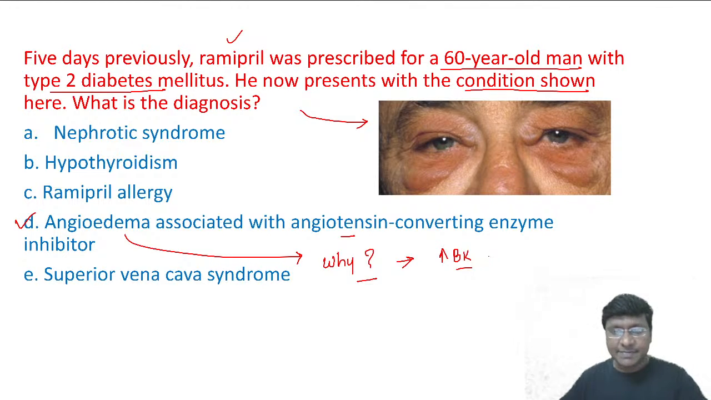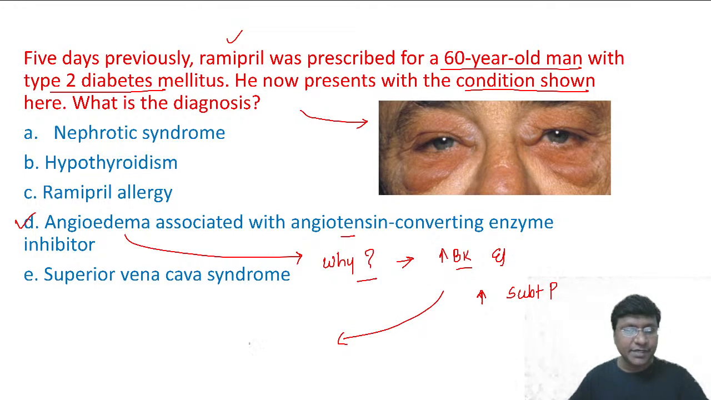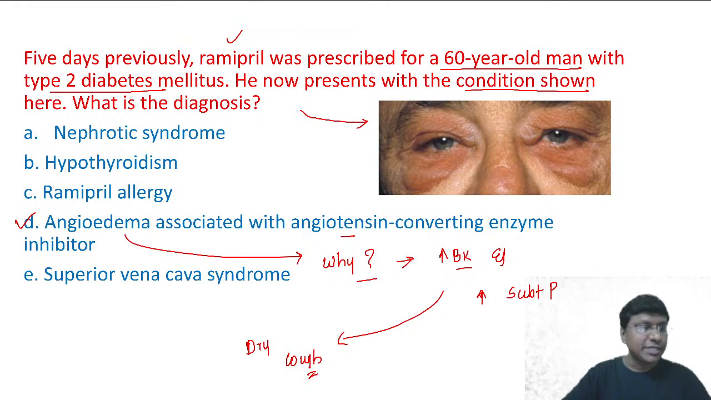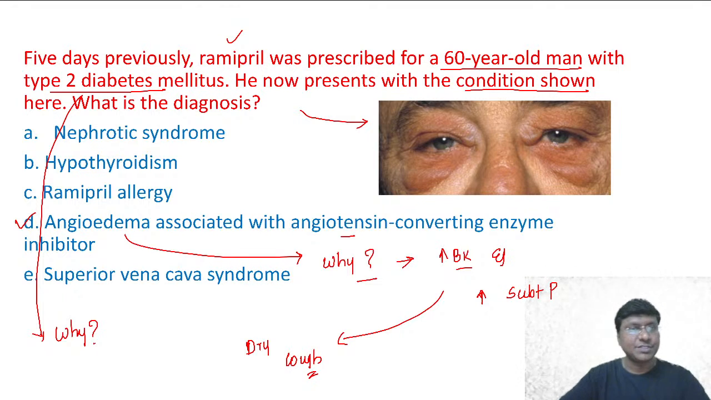This increased bradykinin as well as increased substance P are also responsible for the development of dry cough. Now why should I give ACE inhibitors in type 2 diabetes mellitus? Why should I give ACE inhibitors in type 2 diabetes mellitus?